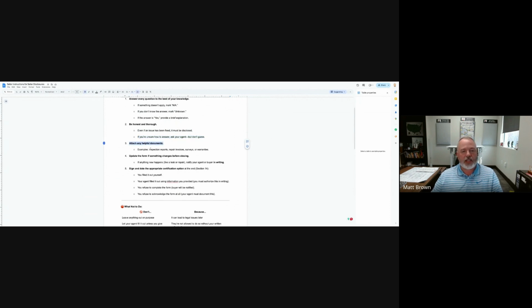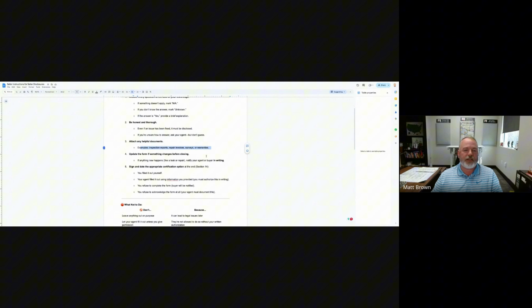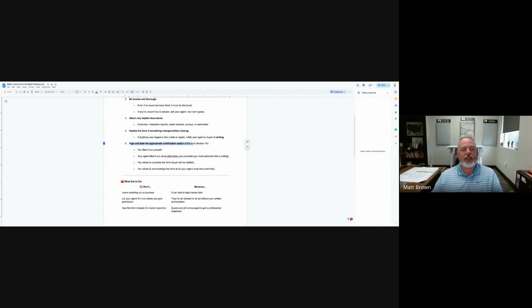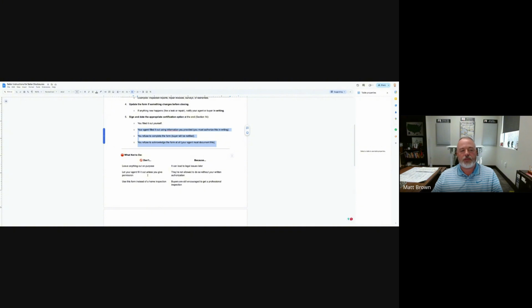Attach any helpful documents, so any inspection reports, repair invoices, surveys, warranties, or anything else. You can update the form if something changes before closing. If anything new happens, like a leak or repair, notify your agent or buyer in writing. You can sign and date the appropriate certification at the bottom. So either the seller filled it out themselves or the other 4 options that we already went over. And then a quick little what not to do and why not to do it at the bottom.